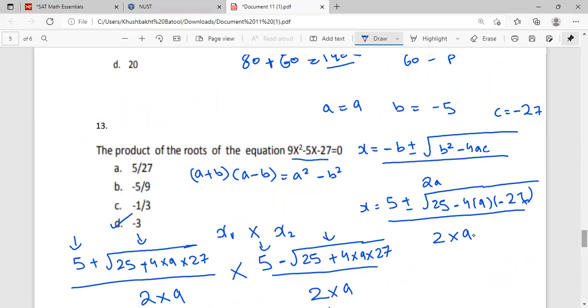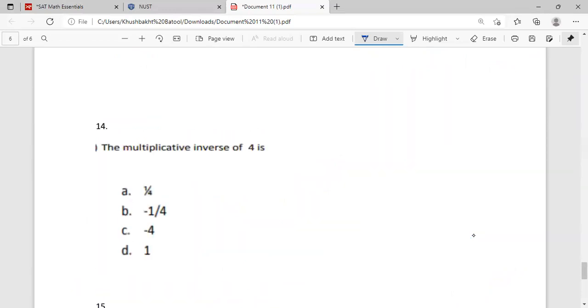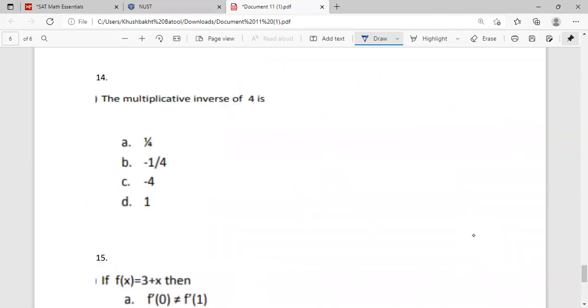Let's talk about the 14th question. The multiplicative inverse of 4 is. Now the multiplicative inverse of A is 1 by A, right? Because the multiplicative inverse of A is A to the minus 1, that is 1 by A. So for 4, it would be 4 to the minus 1, that is 1 by 4. So A is the answer, right?